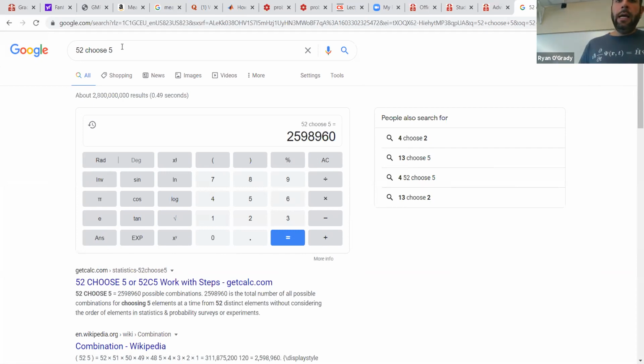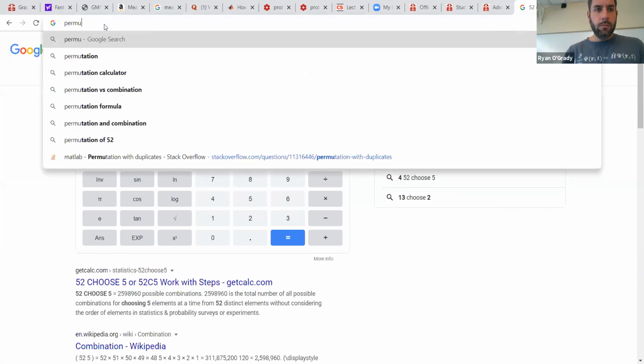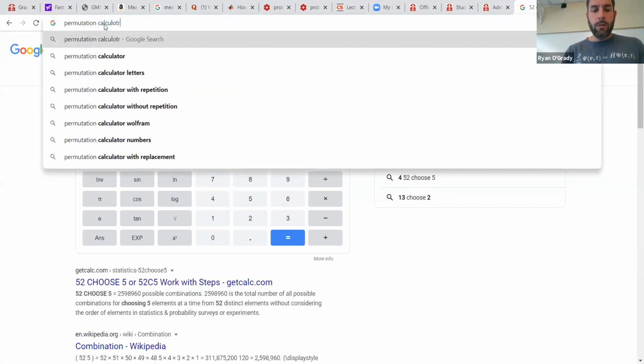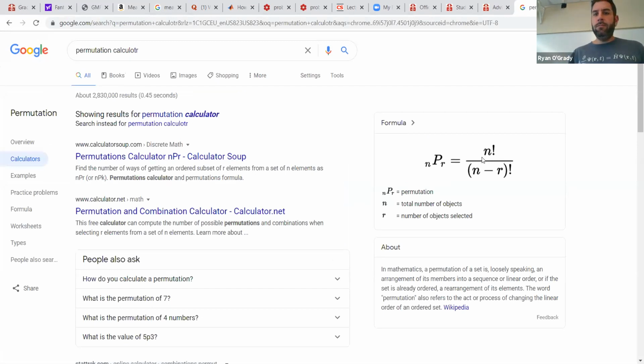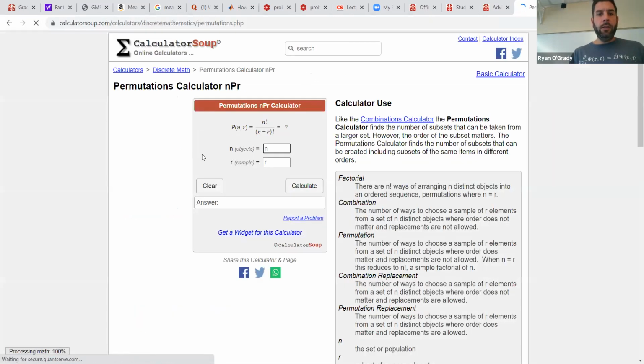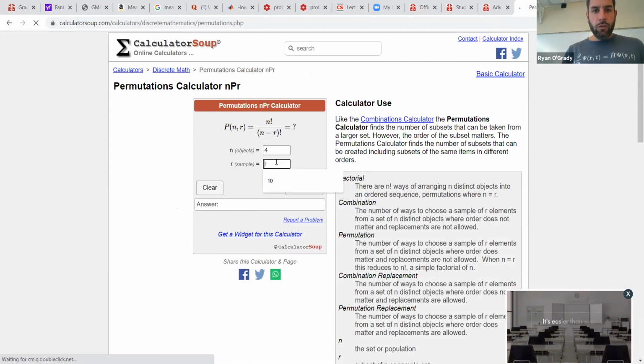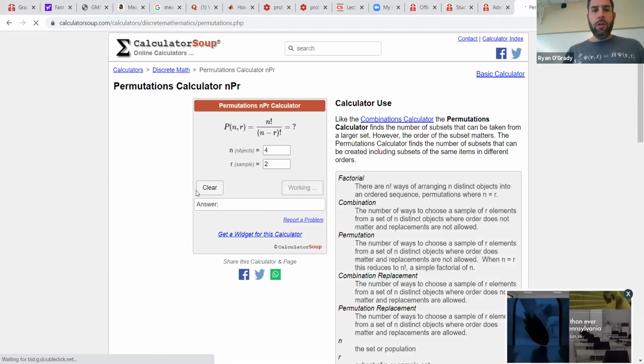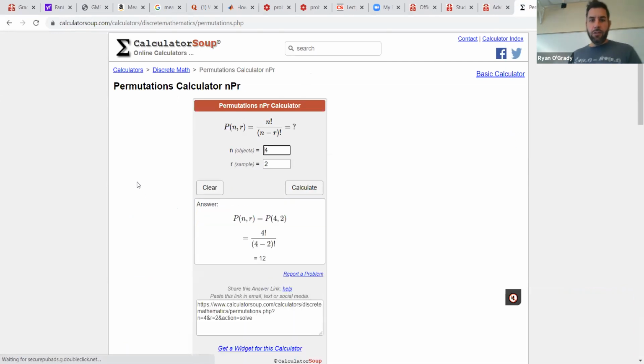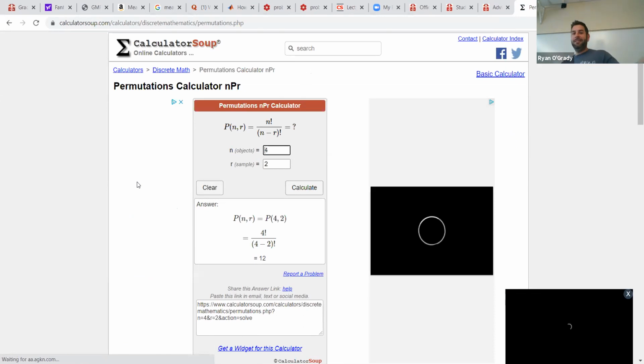But what happens is when the numbers become big, some calculators aren't able to do this. So you have to learn how to do it using any handheld calculator. If you just Google things like permutation calculator, there you go. There's the formula from Google. Here's a calculator. You can plug it in. What did we do before? We had 4 choose 2. And if we calculate, we'll get 12. Bingo. Oh, it even shows you. How cute is that? Easy.